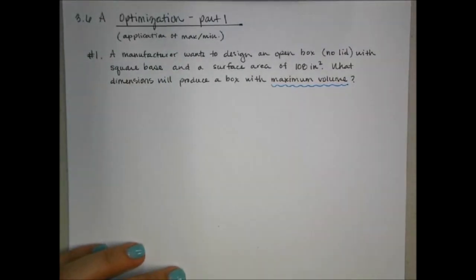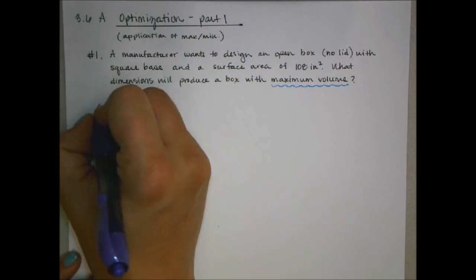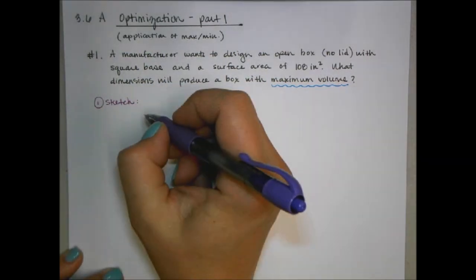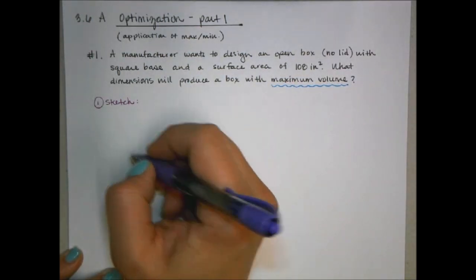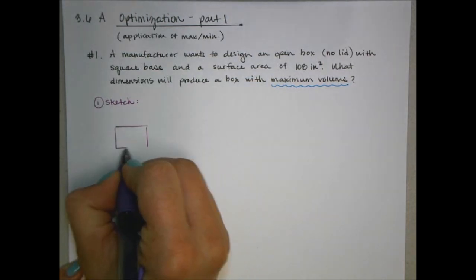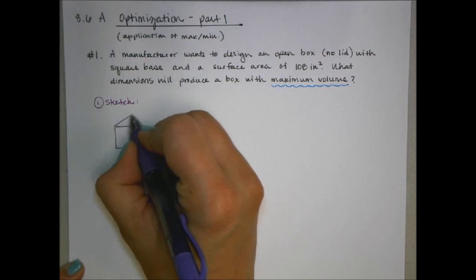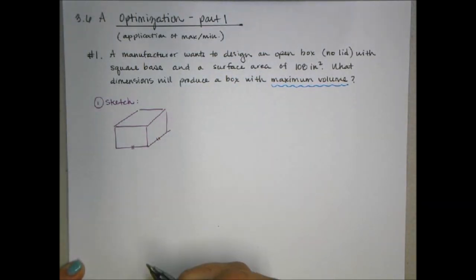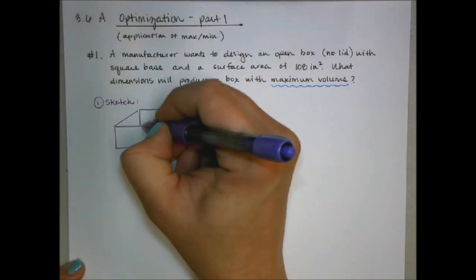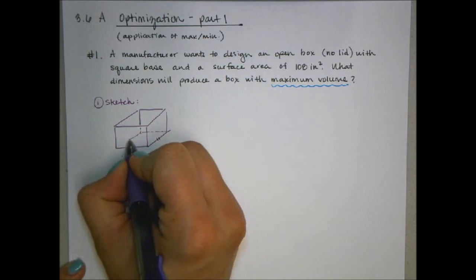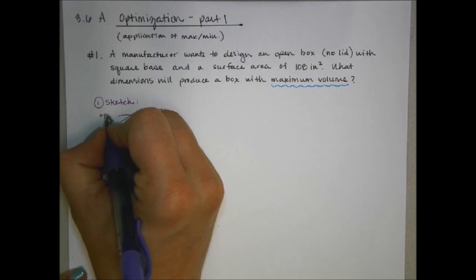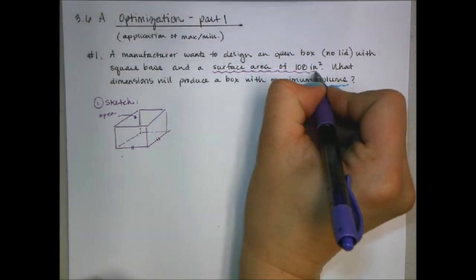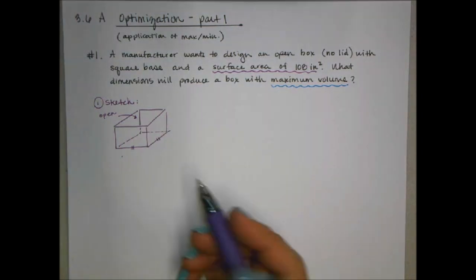So let's start with a sketch. If you can draw a picture, draw a picture. This way you can label some things, and that will help us build our equations. So I have an open box that has no lid, and it needs to have a square base. So a square base, all the sides are the same down here on the bottom. And remember that there's no lid here, so this is open on top. That way, when we talk about the surface area of this box, we don't include the top surface since there isn't one.